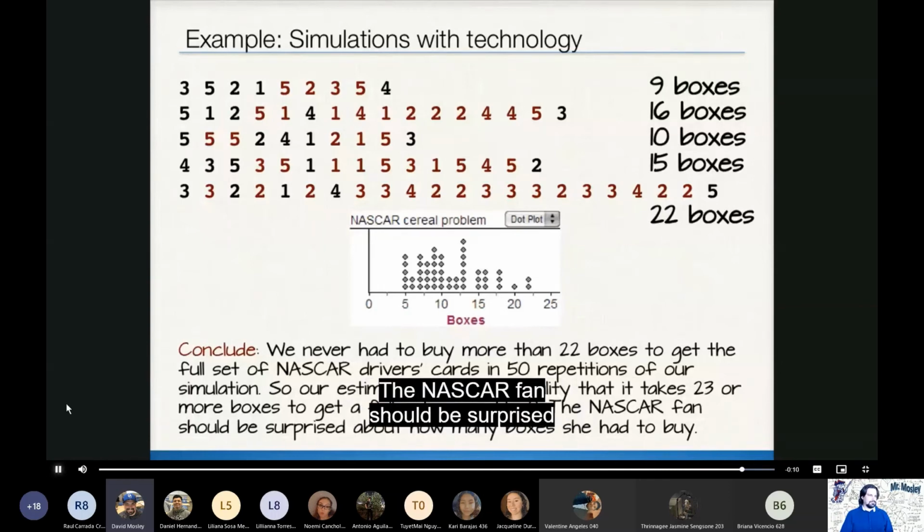The NASCAR fan should be surprised about how many boxes she had to buy. For some additional practice with simulations with technology, try exercise 25.